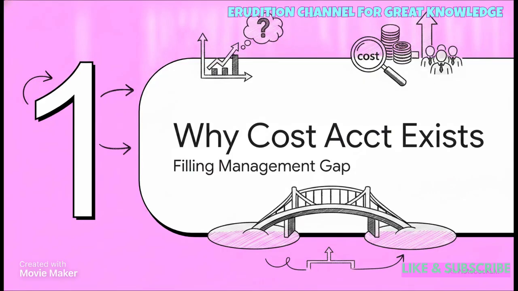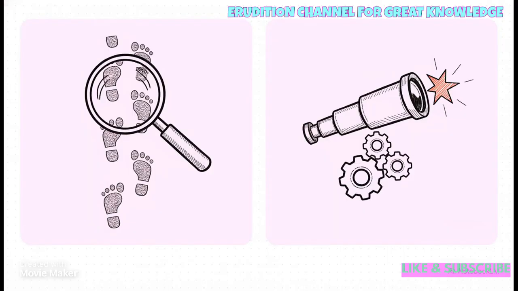Okay, Part 1. Why cost accounting exists. The crucial takeaway here is the focus. Think of financial accounting like looking in the rearview mirror. It records what has already happened, the legacy of the business. Cost accounting, though, that's your windshield. It's a dynamic tool focused entirely on future decision-making and efficiency. Traditional accounting just cannot give the internal organs of a business the analytical data they desperately need.